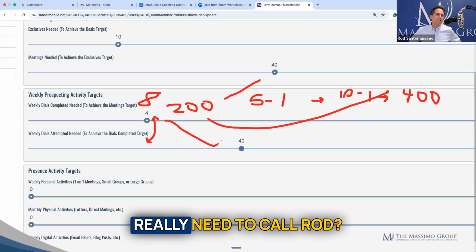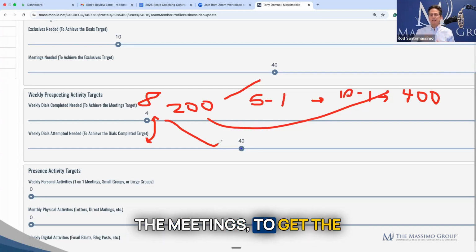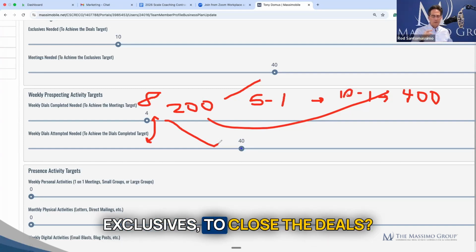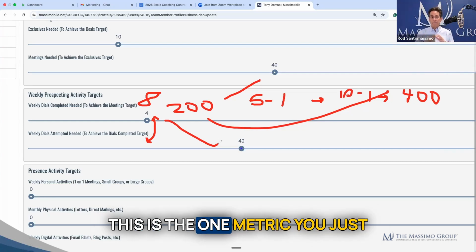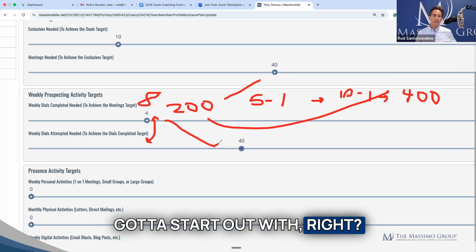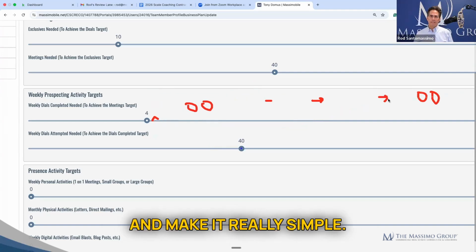How many dials do I really need to call? How many times do I need to dial that phone to get the conversations, to get the meetings, to get the exclusives, to close the deals, to earn my commission? This is the one metric you've just got to start out with. How many do I need? So let's clear this all out and make it really simple.